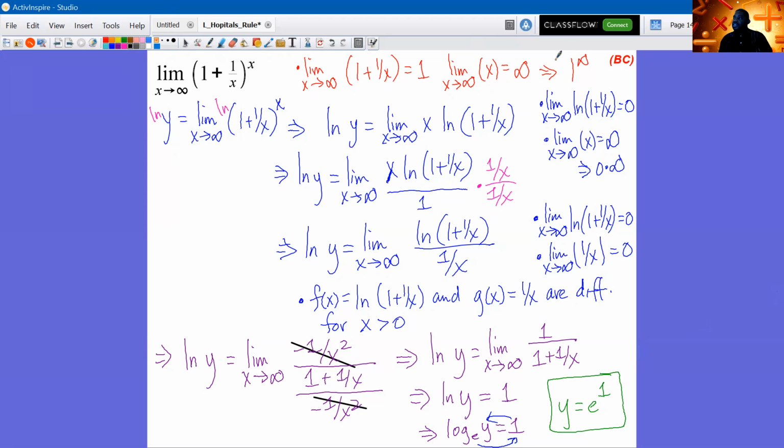Of course you get the indeterminate form, then take natural log of both sides, making sure you bring down the exponent, then rewrite into a fraction, checking indeterminate forms along the way, talking about differentiability, using L'Hopital's rule, and then solving for y once you use L'Hopital's rule, and you get your answer. So there's a lot of steps in there.